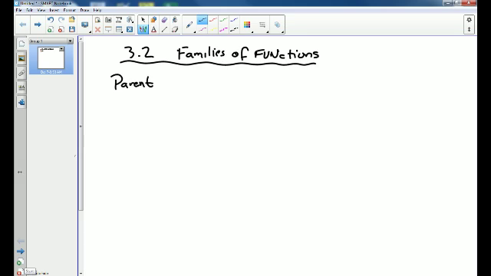So the nice thing about this is that if you memorize the parent functions, I will show you how to move them left to right, up and down, stretch or shrink, and it's all the same pattern. This is in your books.